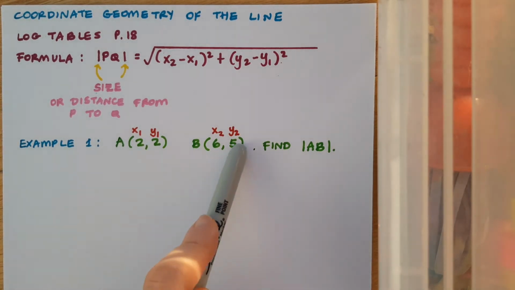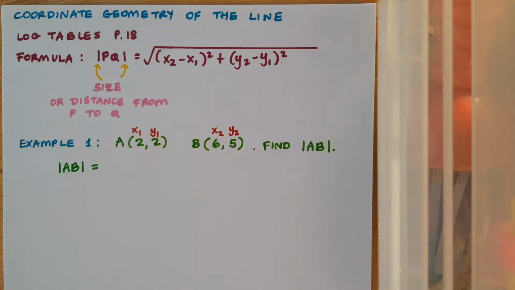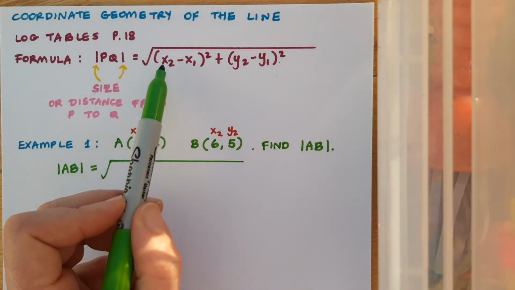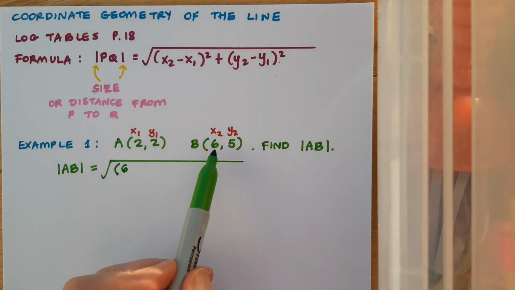And now that I've done my labelling, it's really quite straightforward to take these numbers and put them in the right places in the formula. So I'm going to write down the name of what it is that I'm looking for first of all. So I'm looking for the length from A to B, and then I'll begin to assemble the formula. I'll start off with a nice big long square root, and if you need to extend it as you go along, that's totally fine. And then I can see in the formula that I want to put in x2 into a bracket. So in this case, my x2 is 6.